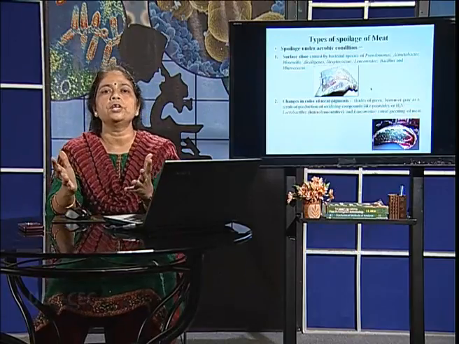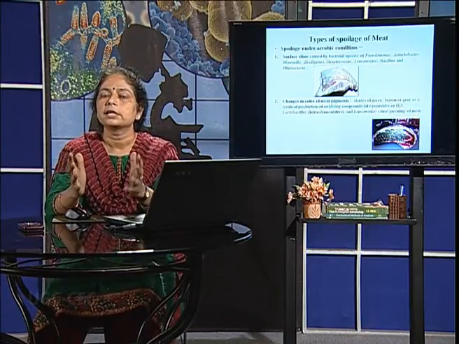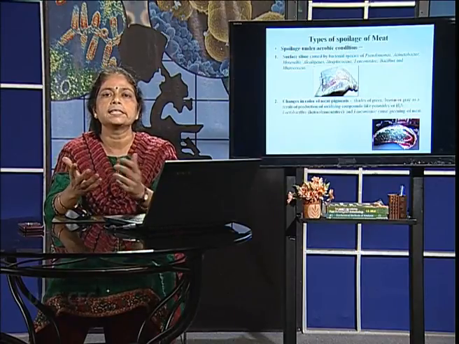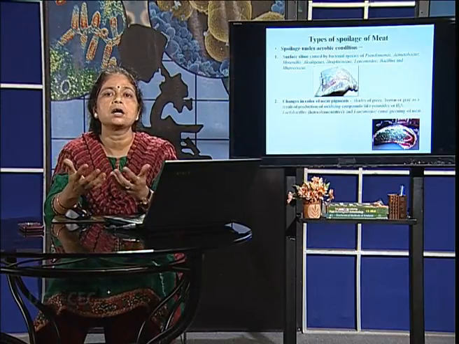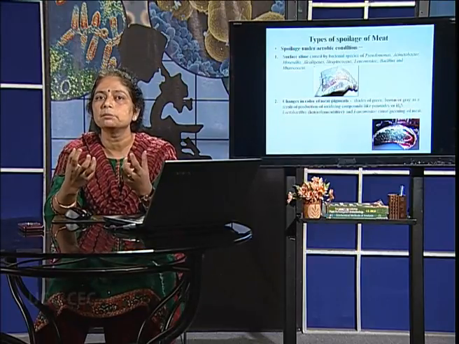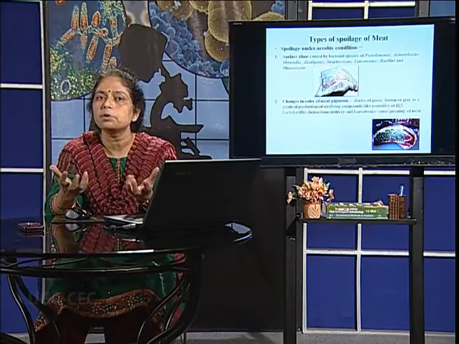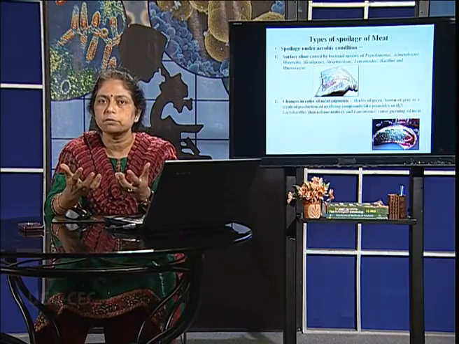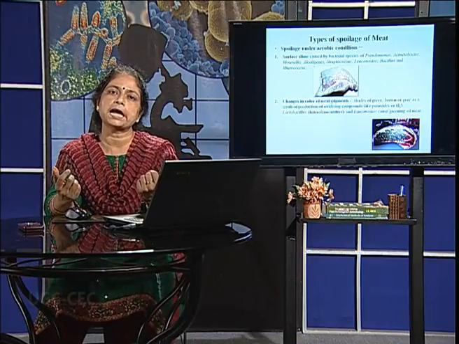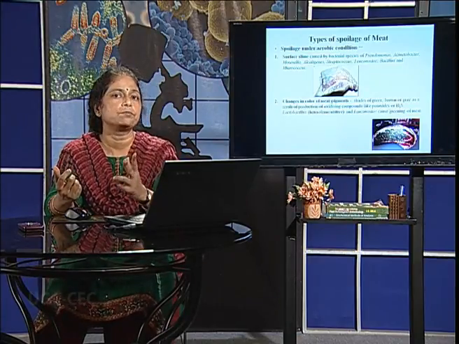So now we know the meat can be spoiled by the different types of microbes. Now let us learn what the different types of spoilage are, or how simply by looking at the meat we come to know that the meat is spoiled. So we call it the types of spoilage of the meat. The spoilage of the meat can be taken in two different conditions.